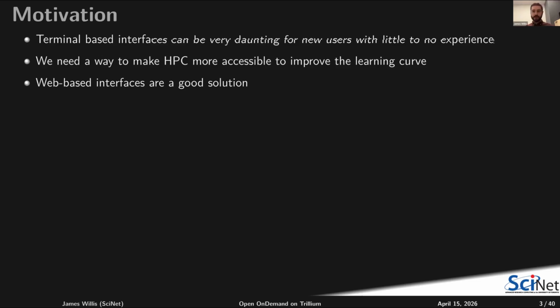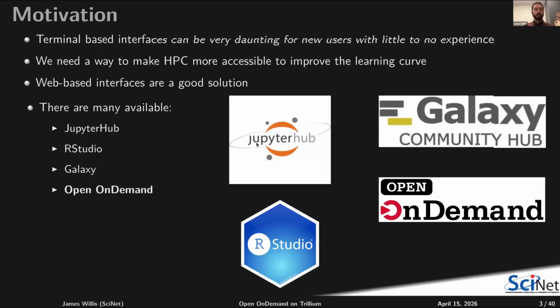So a good way to do this is with web-based interfaces. So this is all accessed from your browser, so in Firefox, Chrome, Safari, depending on what platform you're on. There are many different options available. So you might have heard of JupyterHub being a very popular one. There's also Galaxy. There's RStudio. But today we are going to look at the Open On Demand implementation of this interface.